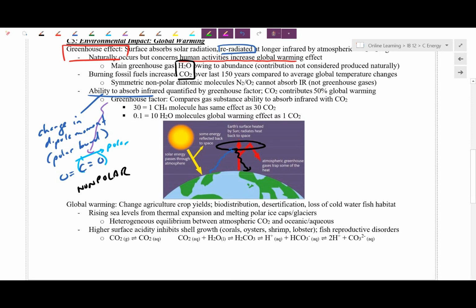So greenhouse factor, they call this one here a global warming potential on the slide. Doesn't matter what name you give it. So global warming potential, I think they called it. And basically it sets carbon dioxide as a global warming potential of 1. And it compares to the other ones here. So one methane molecule, dollar for dollar, it's actually 30 times worse than it. So global warming potential of 30. Whereas if I have a greenhouse factor of 0.1, I actually need 10 water molecules to be similar to a carbon dioxide global warming effect as carbon dioxide.